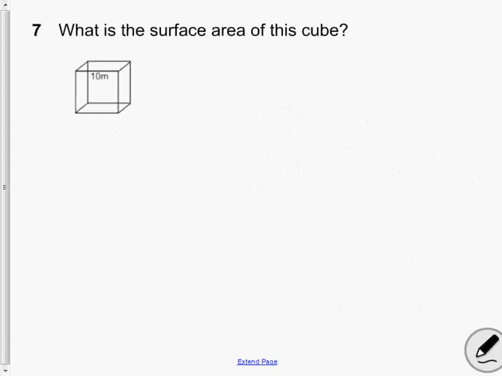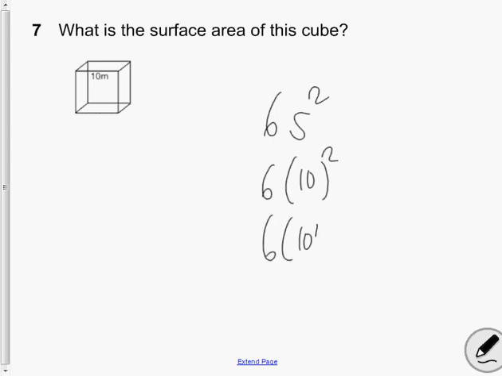Question 7, what's the surface area of this cube? There are 6 faces, and each face is side squared. So it's 6 faces that are 10 squared each, or 6 faces that have 100 meters squared each, or 600 meters squared being the total surface area for question 7.